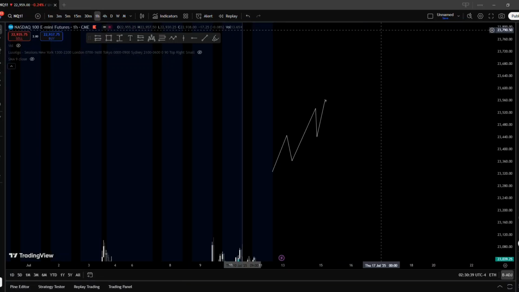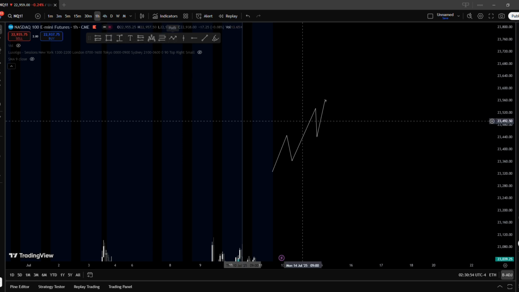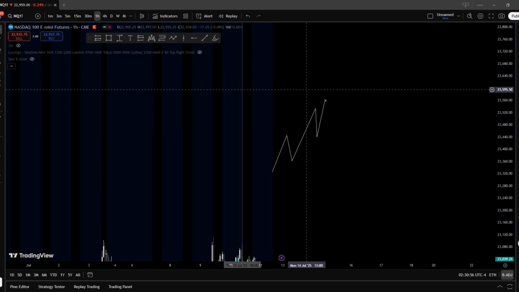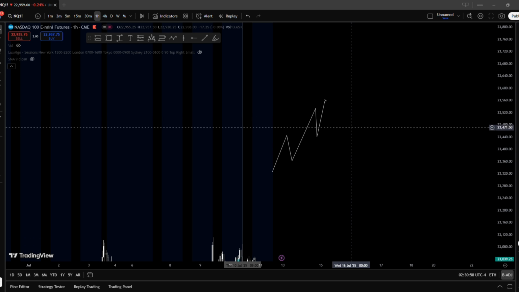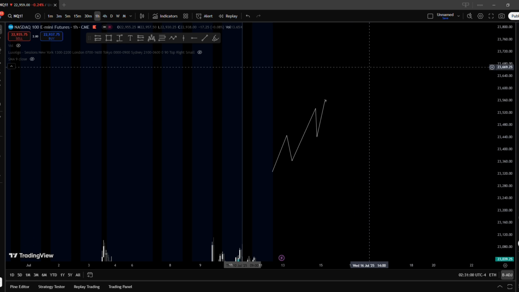Okay, first we are looking at NQ. We are going to use the ICT strategy, which I am using, and how you can use this strategy to make a good profit. For that, we need to look at the higher time frame for the market structure, whether the market is going bullish or bearish.